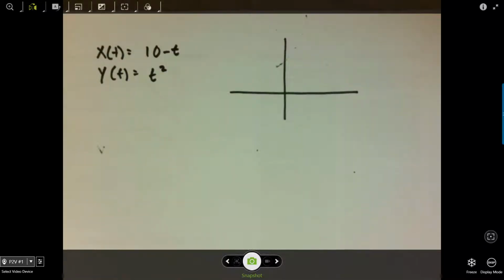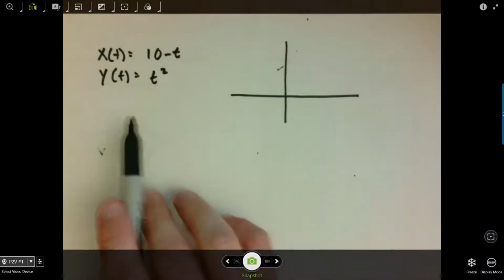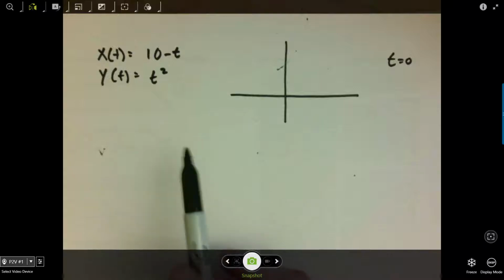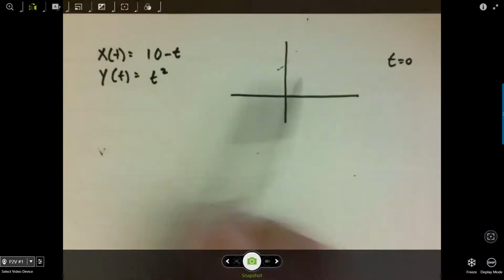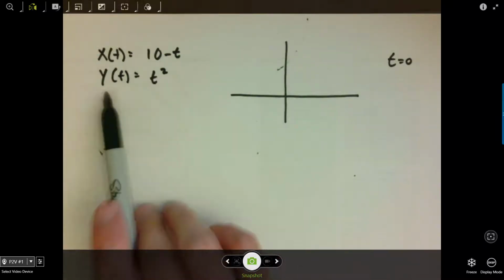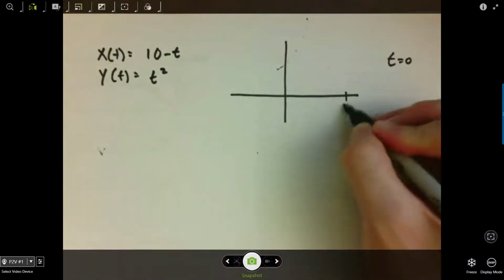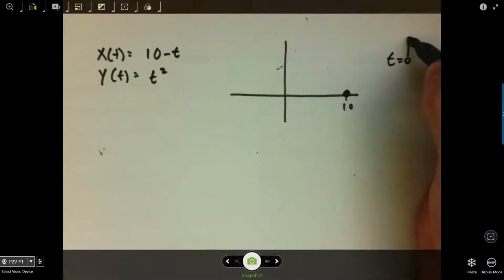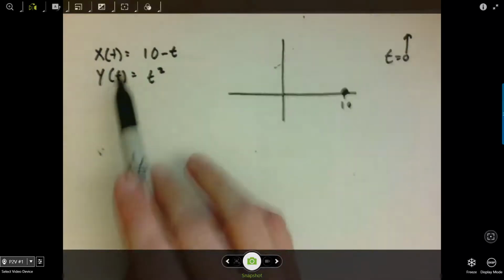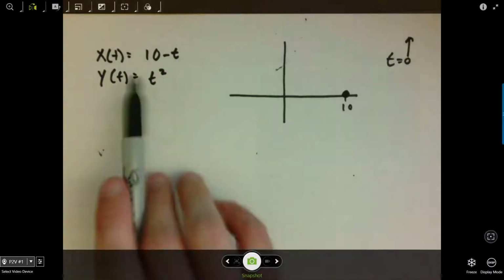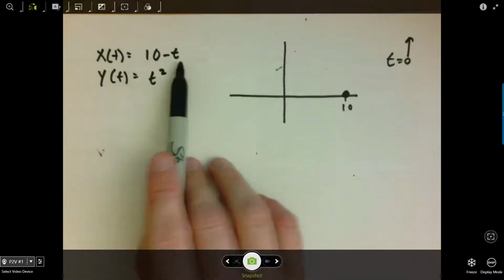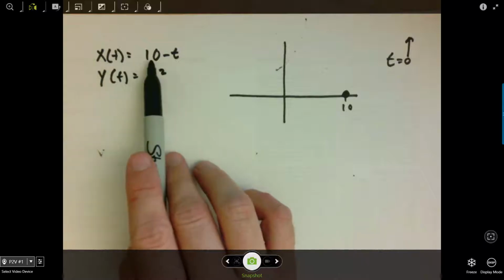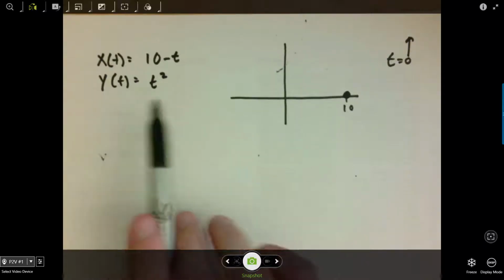What's going on with this one? Well, let's start at t equals 0, which seems like a convenient point to start plotting our curve at. So when t equals 0, the x-coordinate is 10 and the y-coordinate is 0. So let's put that out here. Okay, so now the question is, as t increases, what's going to happen with x and y separately? Well, I can see that as t increases at a constant rate, the x-coordinate is going to decrease from 10 down to 0 and beyond at a constant rate.